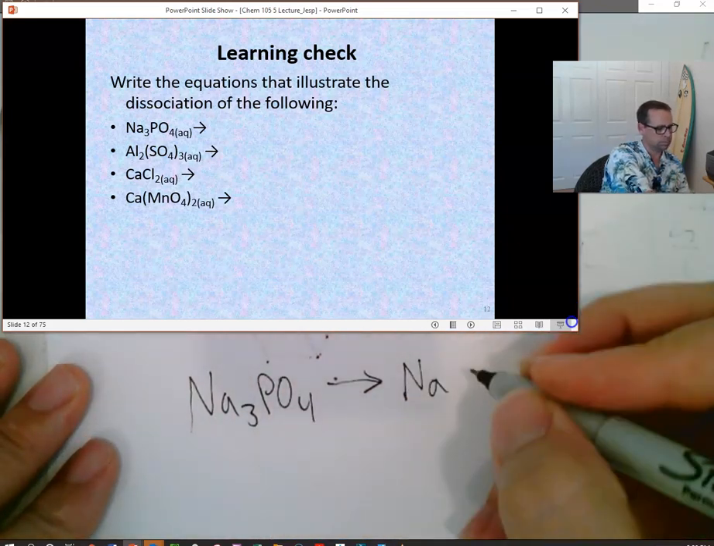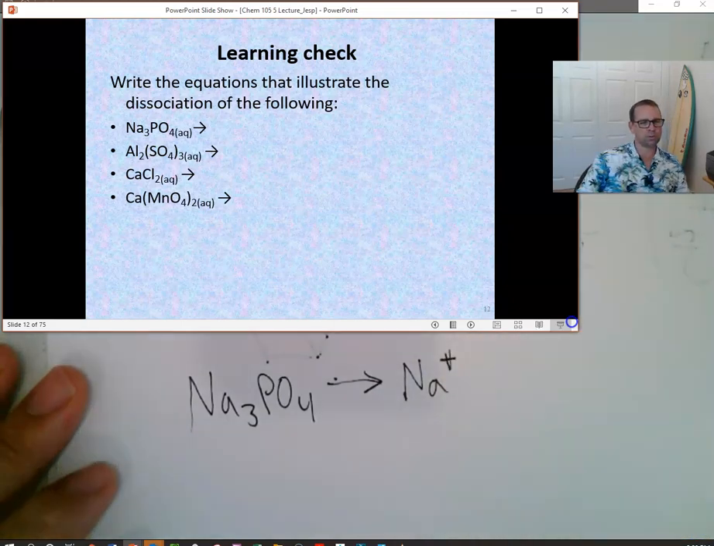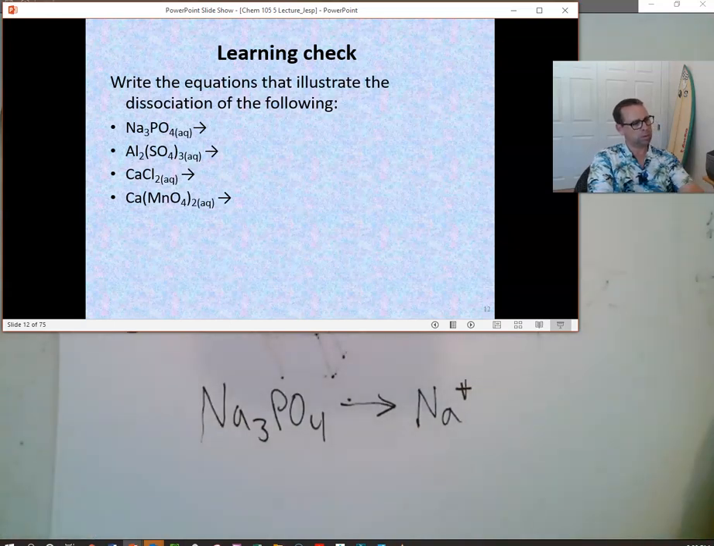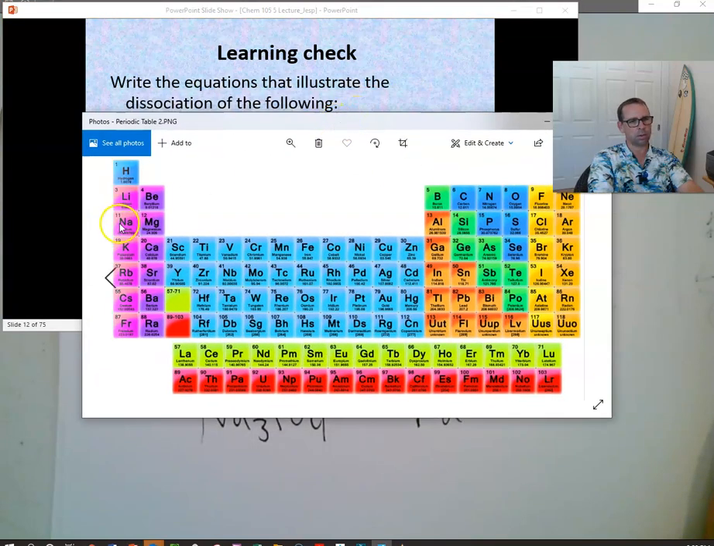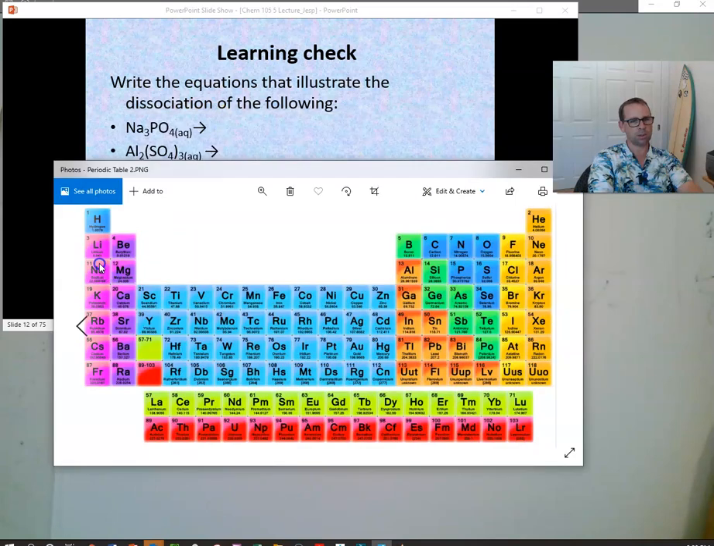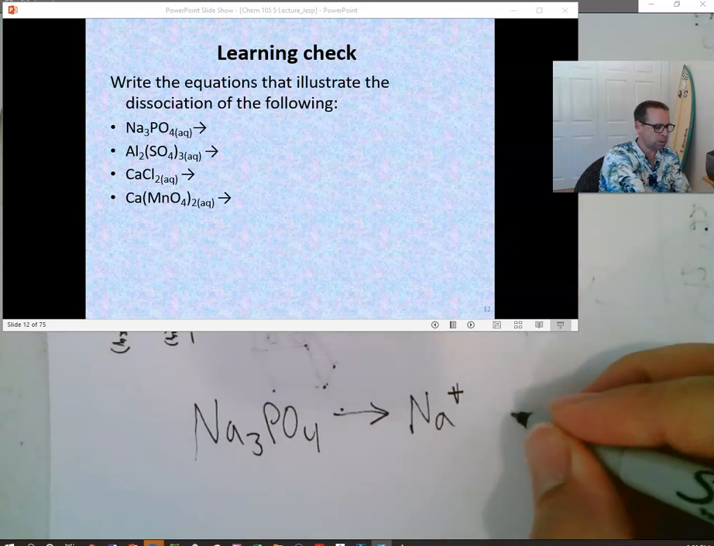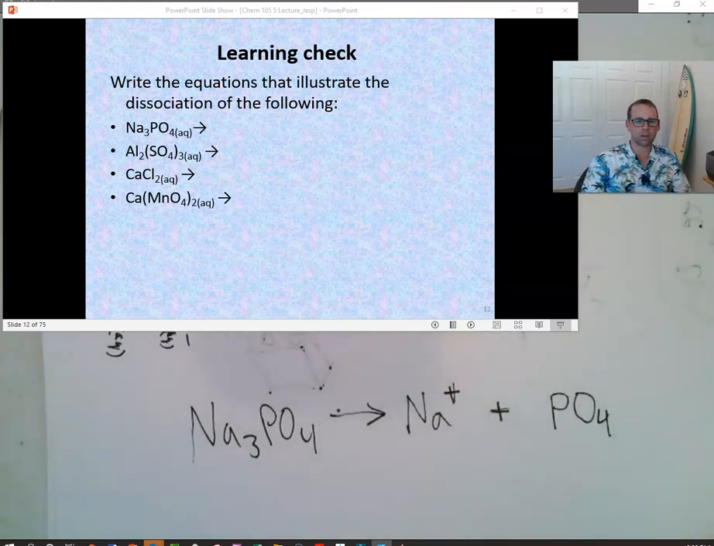Sodium phosphate. Not positive 3, positive 1. How do we know that? That's right. Its location on the periodic table allows us to remember the +1 charge. So sodium with +1 charge. And what's the other ion that we get? Phosphate. What's the charge on the phosphate ion?